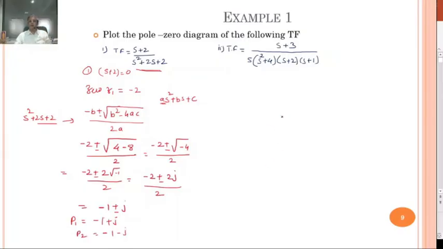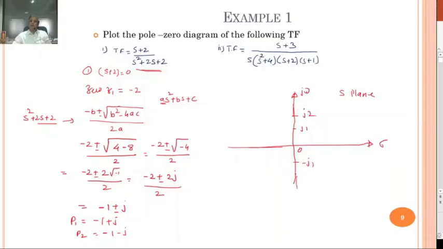Now we will plot the pole-zero diagram for this. This is sigma, this is the complex plane, the S plane. This one is j omega. This is 0. Along the x-axis is the real part, and along the y-axis is the imaginary part. This is j1, j2, minus j1, minus j2, and on the real axis minus 1, minus 2, minus 3.